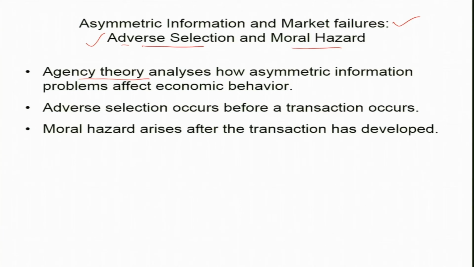The selection problem, or adverse selection, occurs before a transaction occurs. It is an ex ante outcome. The second kind of market failure due to asymmetric information arises after the transaction has been settled. As I mentioned, we will be discussing this in length in the next section. So, let us continue with adverse selection, the first part of the market failure problem.